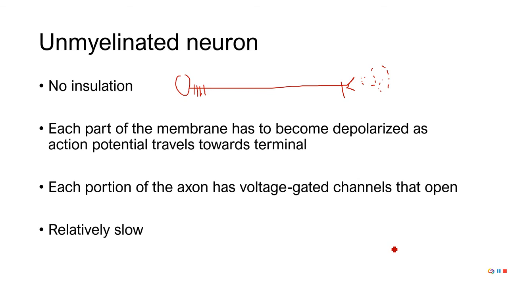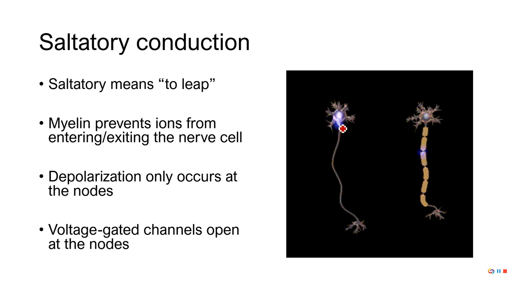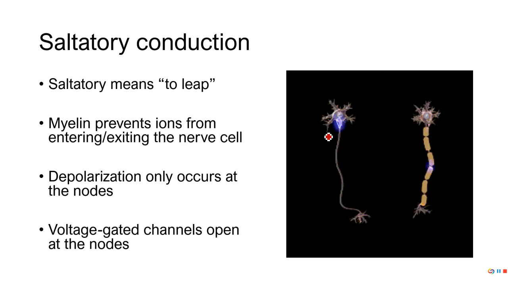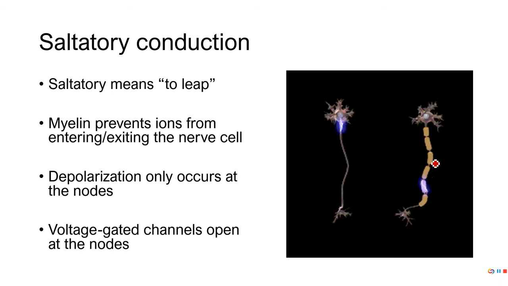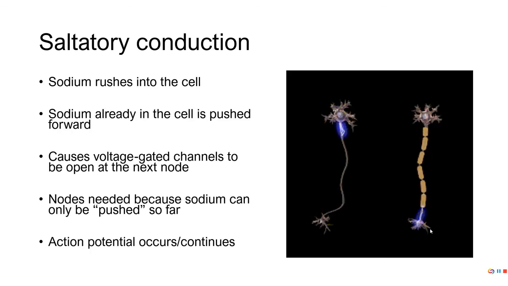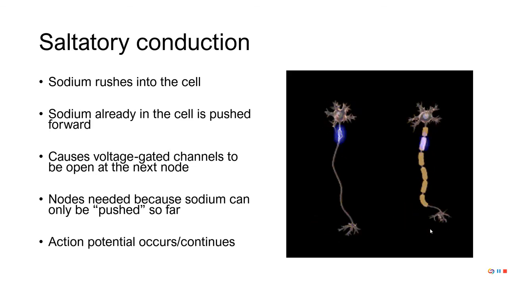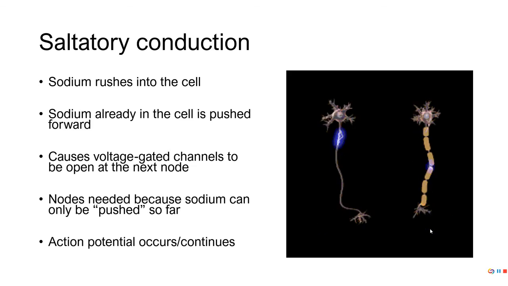All right, and so just to refresh here, it leaps, it looks like this. With the unmyelinated neuron you've got hundreds of areas on the neuron that you have to depolarize, whereas with this one you go 1, 2, 3, 4, 5, 6, 7 essentially, and then you have an action potential get all the way to the end. So sodium goes in, pushes that sodium that's already in the cell forward, opens voltage-gated channels at the nodes, which lets more sodium in, and that pushes the action potential forward.